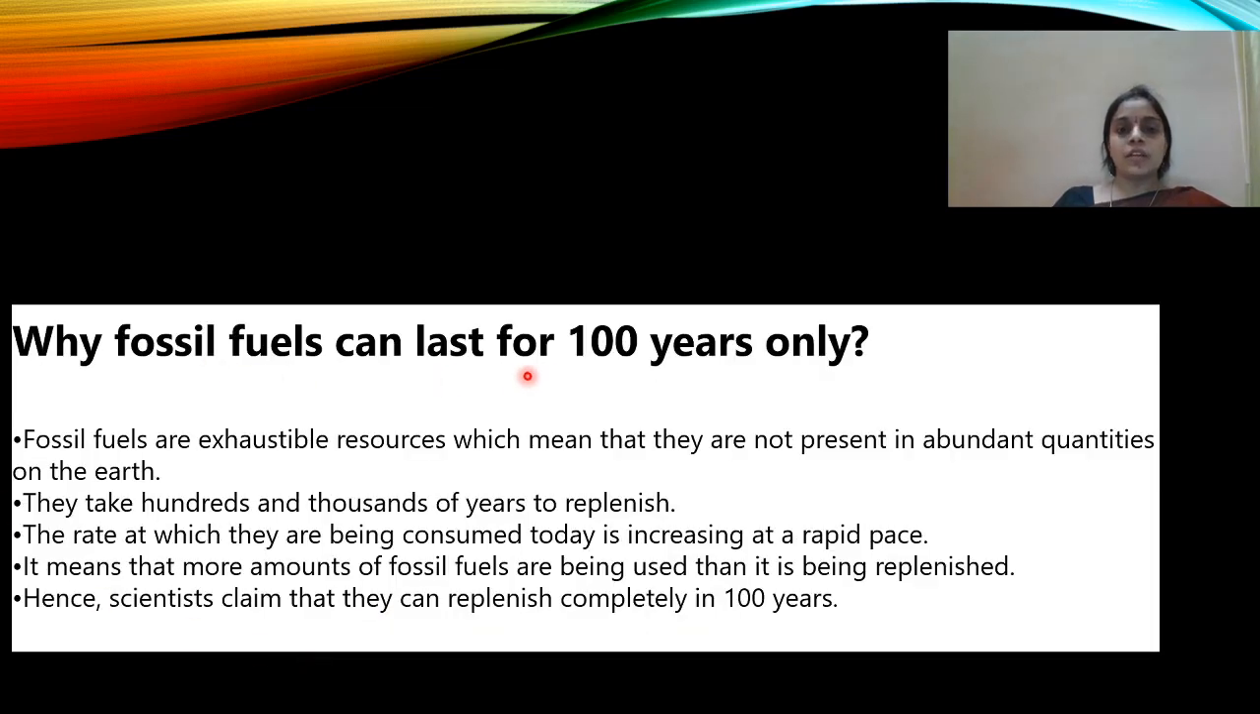Why can fossil fuels last for only 100 years? As these are exhaustible resources, they are not present in abundant quantities. It takes hundreds and thousands of years to replenish. The rate at which we are consuming them is increasing rapidly. It means that more fossil fuels are being used than are being replenished. Hence, scientists claim that they will be completely depleted in 100 years.